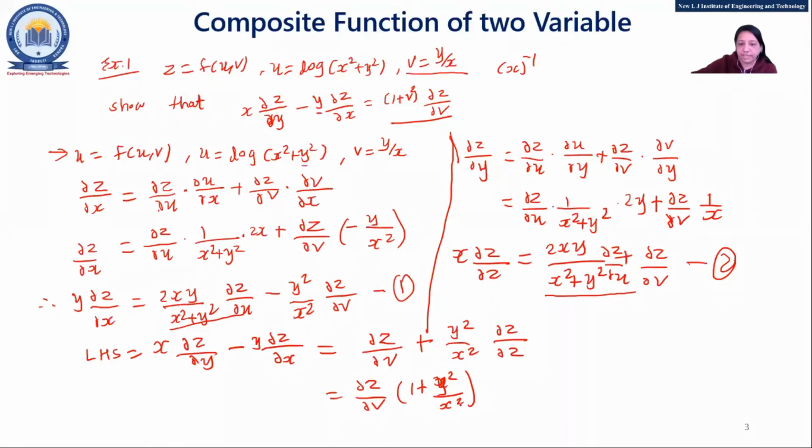V equal to y by x. So that can be replaced here. Y by x whole square, right? So we can write what? Del z by del v into 1 plus v square, and that is our RHS. Okay, any doubt? Any doubt in this equation? Sorry, proof? Any doubt?